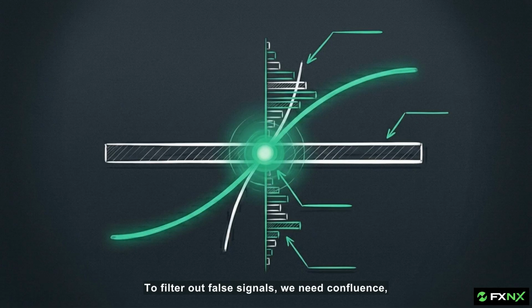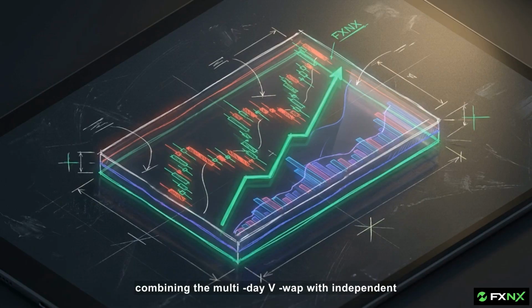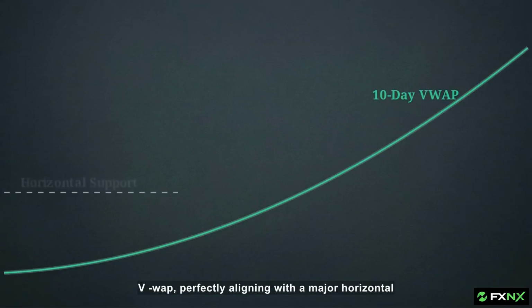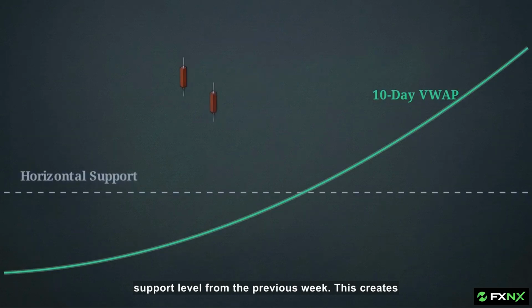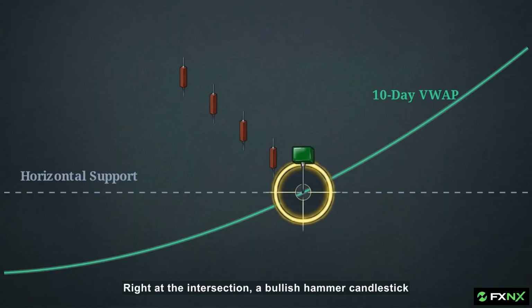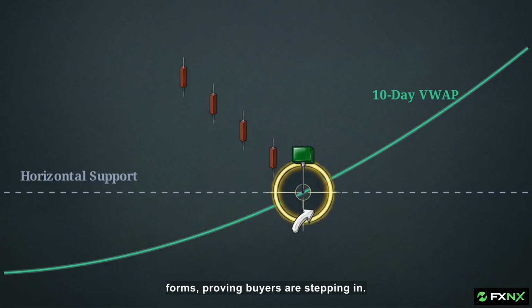To filter out false signals, we need confluence, combining the multi-day VWAP with independent technical analysis to confirm the setup. The price pulls back to the 10-day VWAP, perfectly aligning with a major horizontal support level from the previous week. This creates a highly validated hot zone. Right at the intersection, a bullish hammer candlestick forms, proving buyers are stepping in.